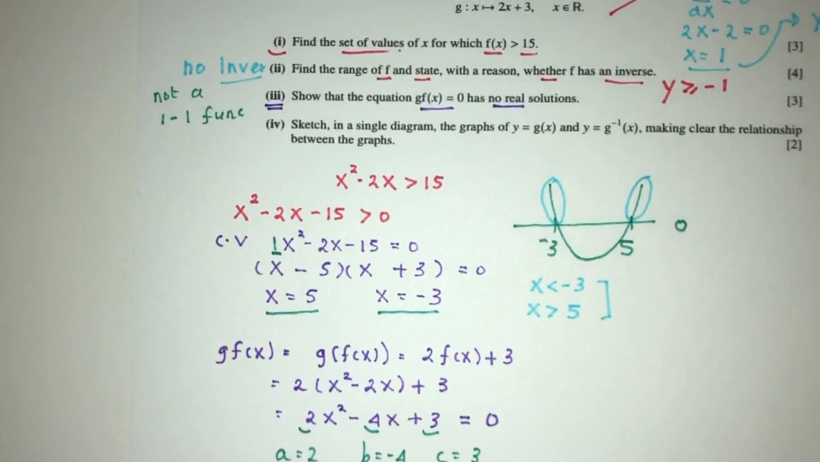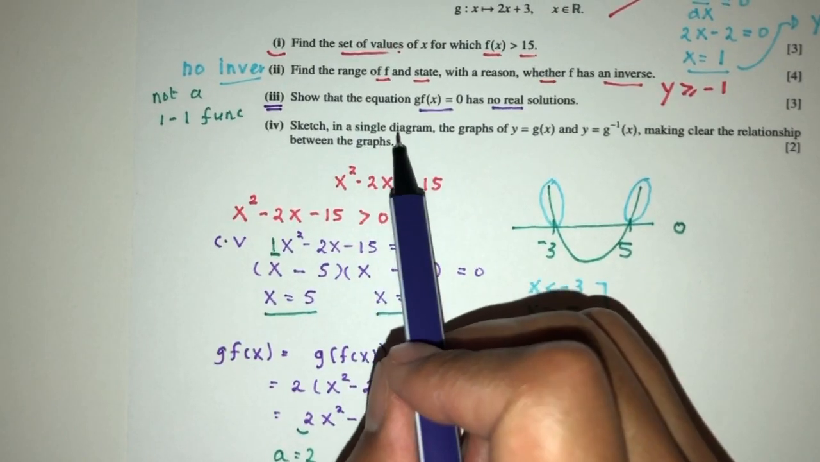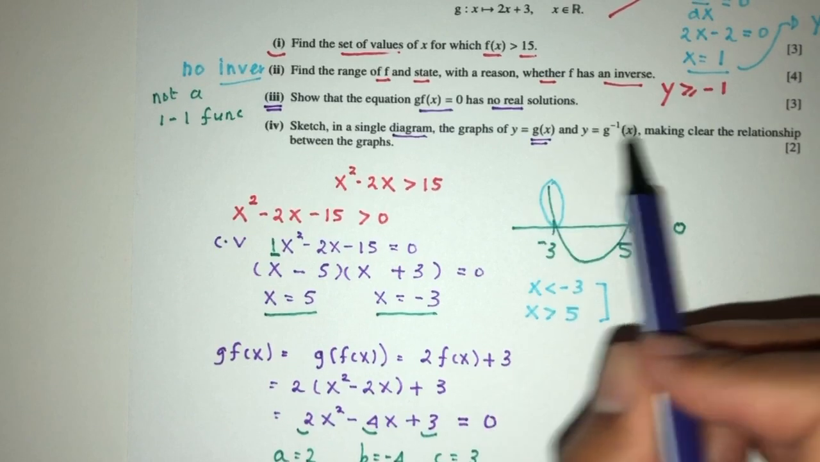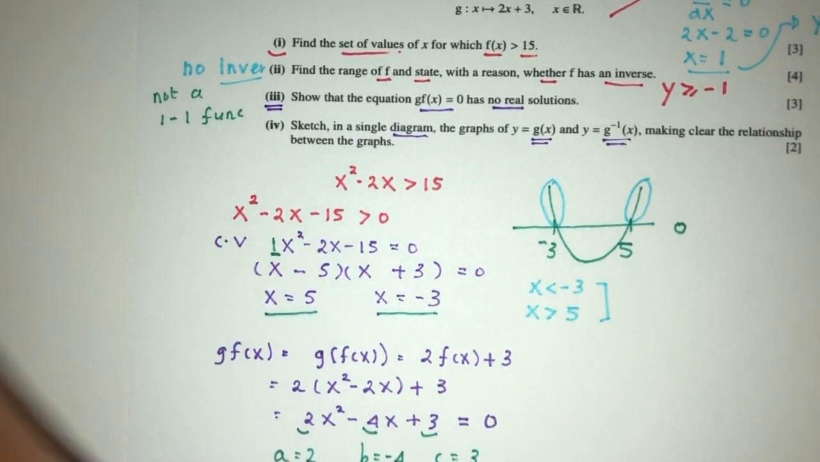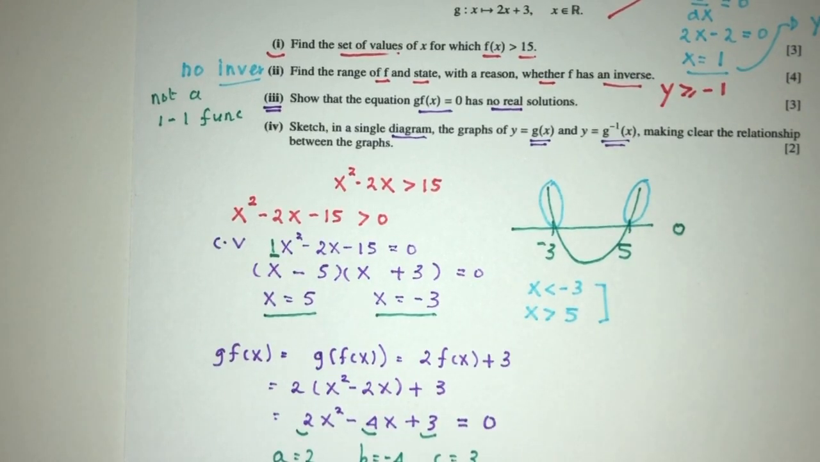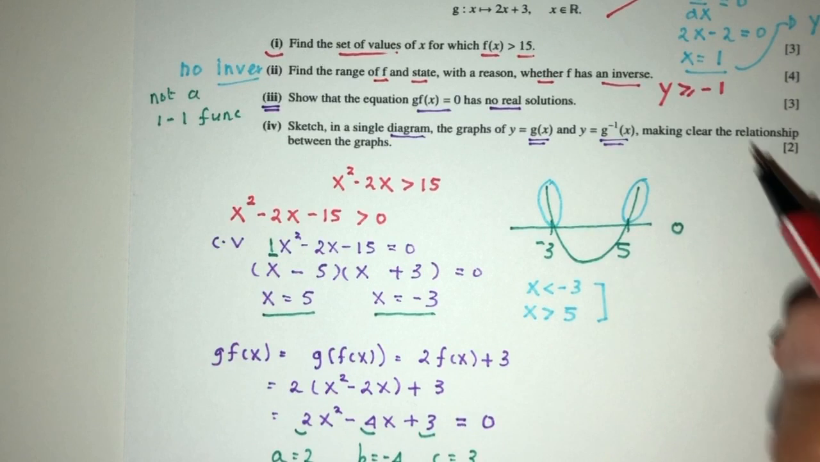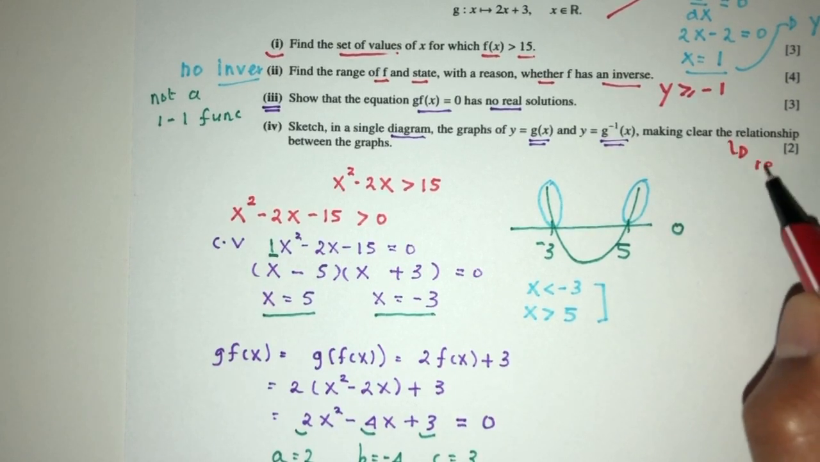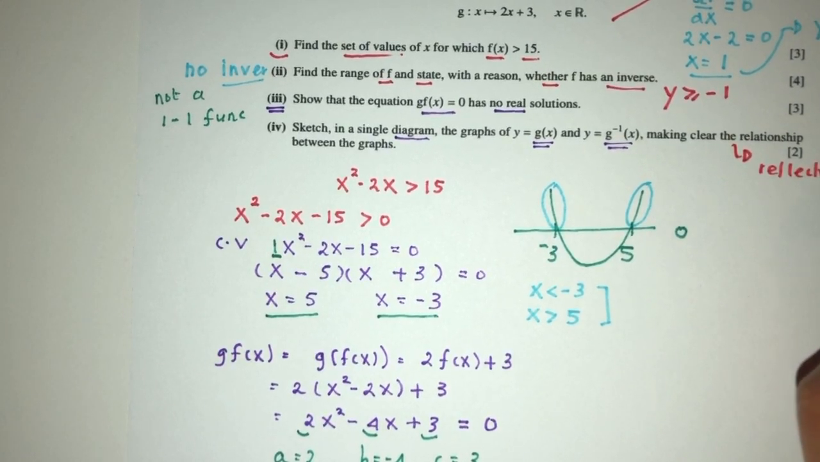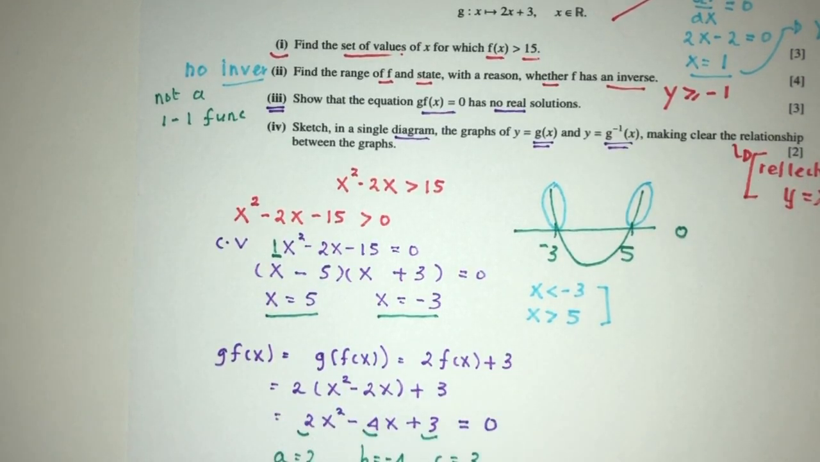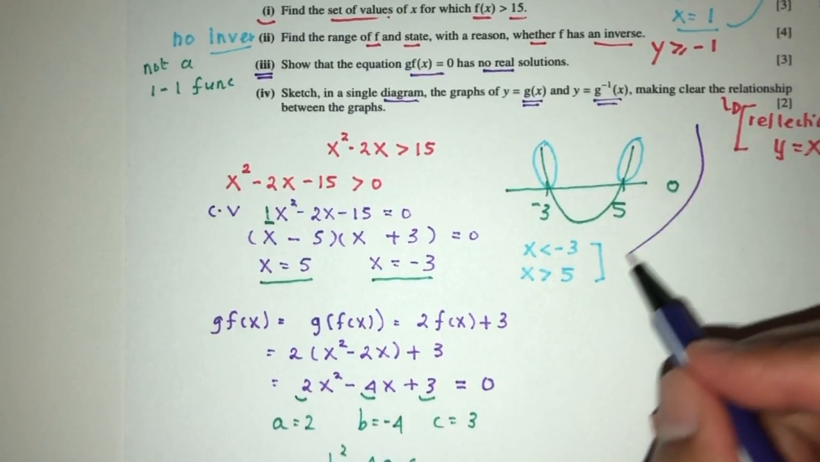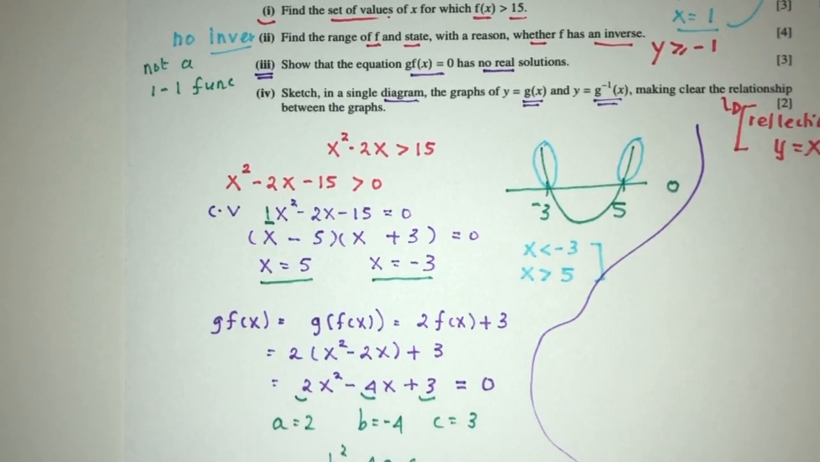Now for the last one, sketch on a single diagram the graph of g(x) and g inverse of x, making clear the relationship between the graphs. As you guys must know by now, there's only one kind of relationship between a graph and its inverse. It is simply a reflection in the line y equal to x. Always going to be that case. The sooner you learn this, the better it is. So it's always going to be that relationship between them.